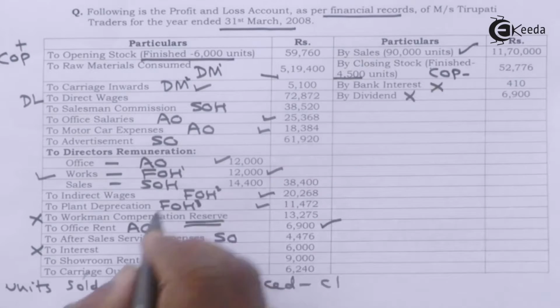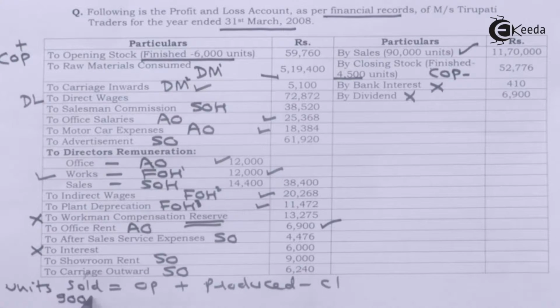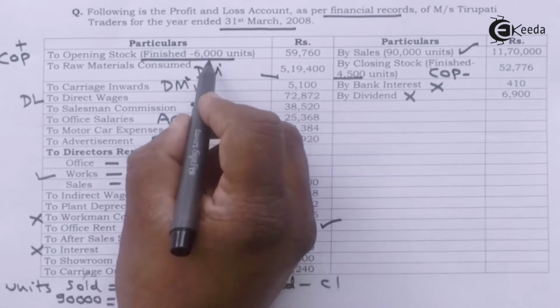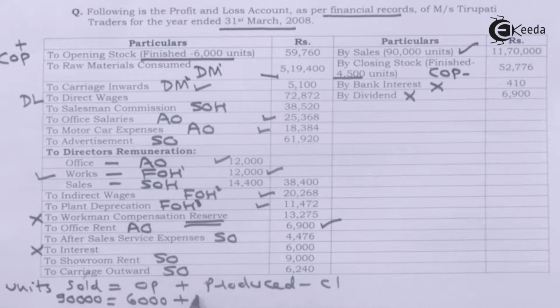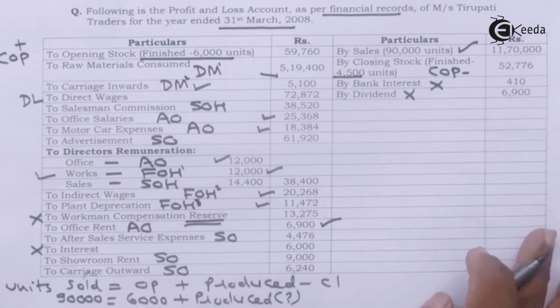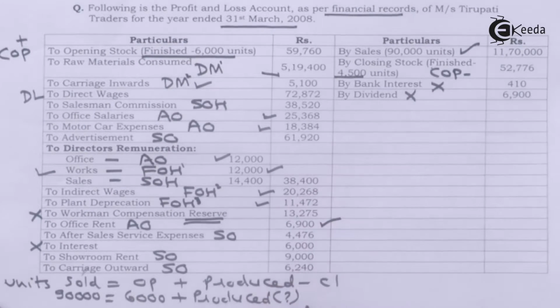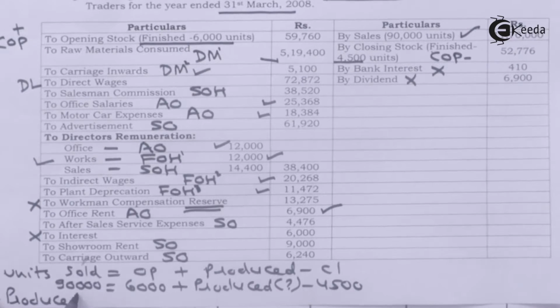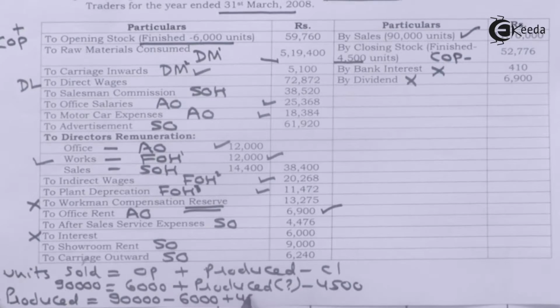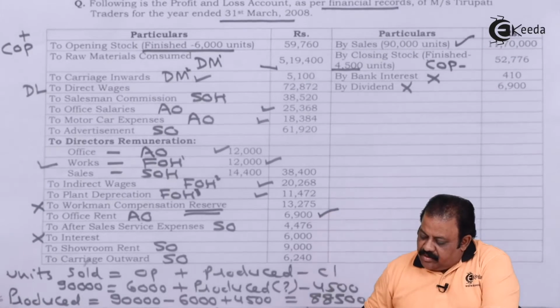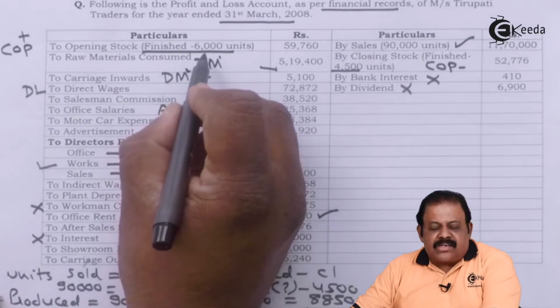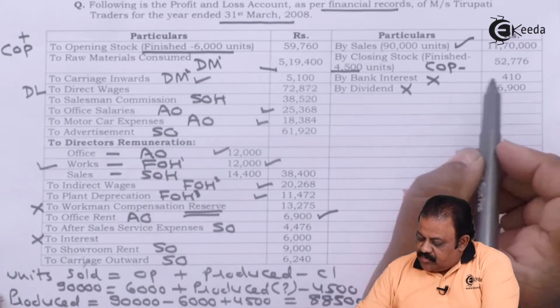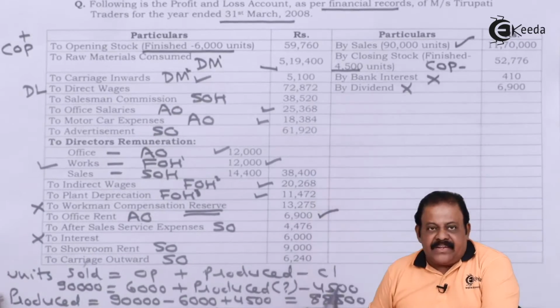So sold we have 90,000. Opening we have 6,000. Produce we are required to find out. Closing is 4,500. So here units produced are, having opening stock 6,000 units, closing stock 4,500 units, and units sold were 90,000.